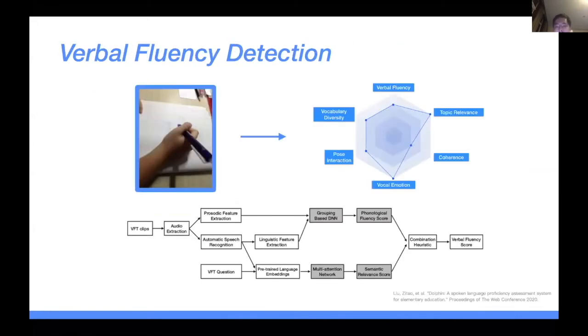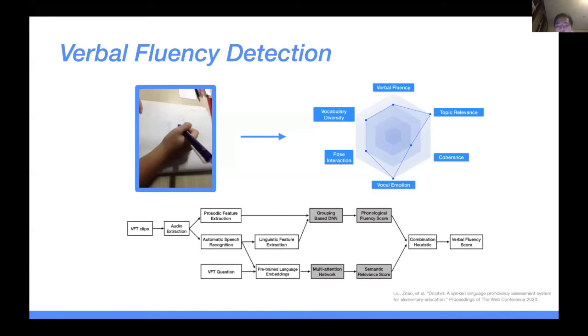Spoken language proficiency is crucial for personal development. However, students in developing countries are too shy to express themselves or barely have chances to speak in classes, and as a result, fail to reach satisfactory levels of spoken language proficiency.